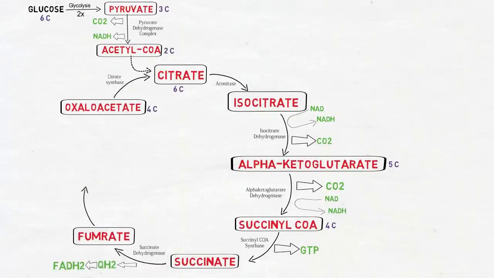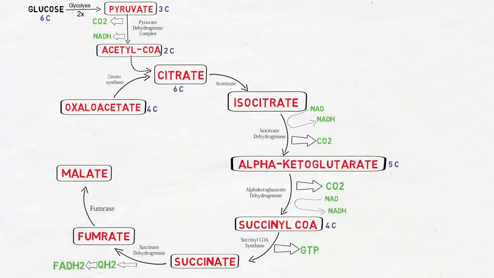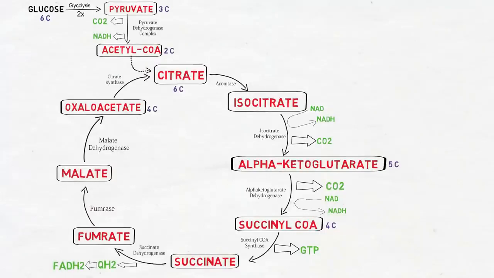Fumarate is then converted into malate by the enzyme fumarase. And in the last step, the malate is converted into oxaloacetate by the enzyme malate dehydrogenase, and in this reaction also, NAD is reduced to NADH.